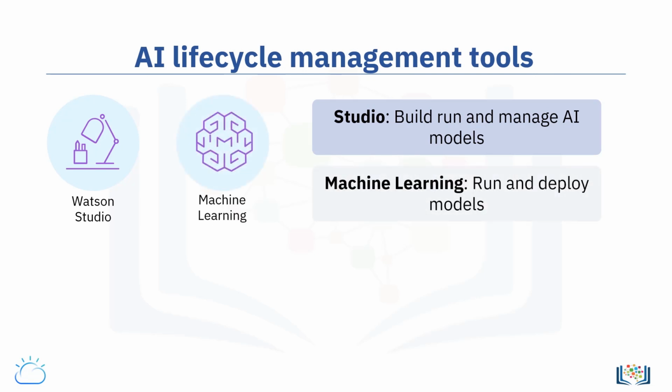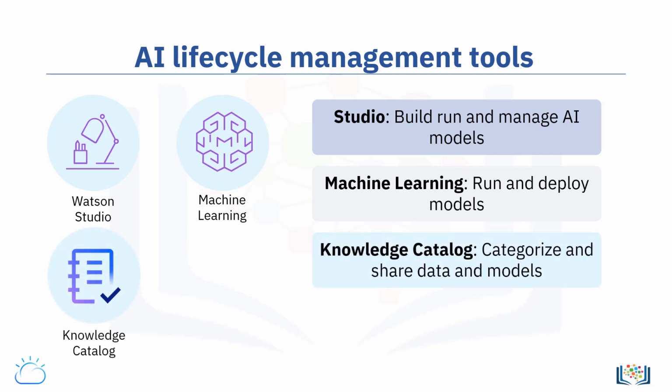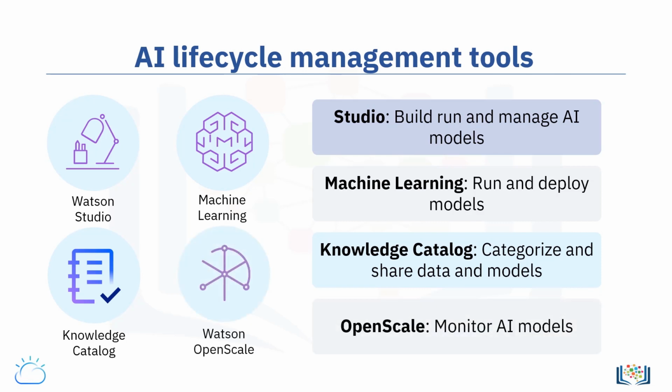Watson Machine Learning lets you run and deploy machine learning models anywhere across any cloud. Watson Knowledge Catalog lets you discover, curate, categorize, and share data assets and models with access control. Watson OpenScale lets you measure and manage AI models in production to promote trust and confidence.